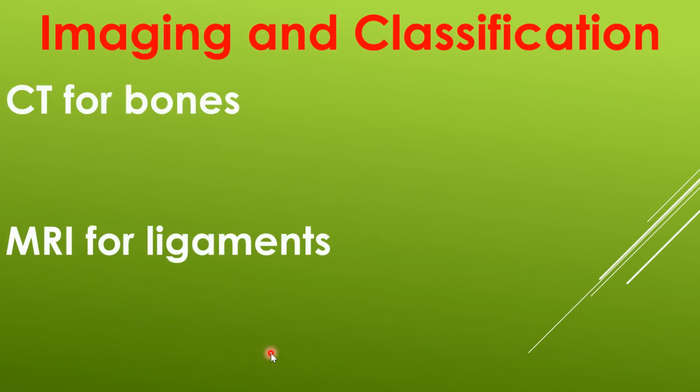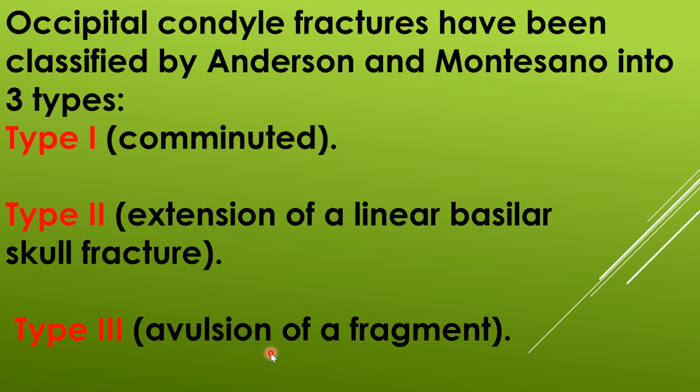The imaging and classification. CT for bones and MRI for ligaments. The occipital condyle fractures have been classified by Anderson and Montesano into three types, and this is a widely used classification. Type 1, there is comminution of the occipital condyle. Type 2, there is extension of a linear basilar skull fracture. And type 3, there is avulsion of a ligament or a fragment of bone.